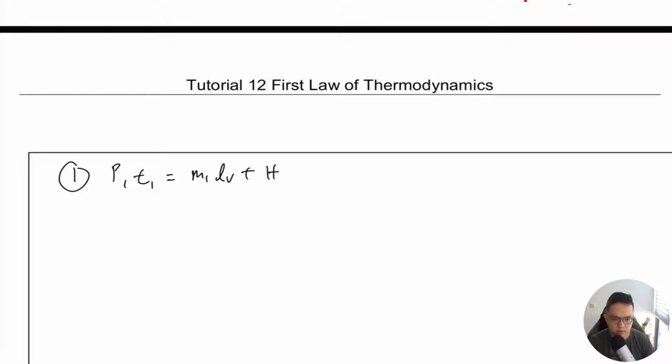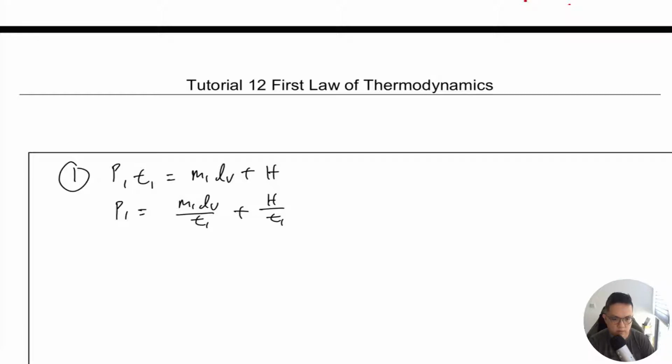What I can do is divide everything by T1. So I get P1 equals M1 LV over T1 plus H over T1. Alright, so this is the first equation.